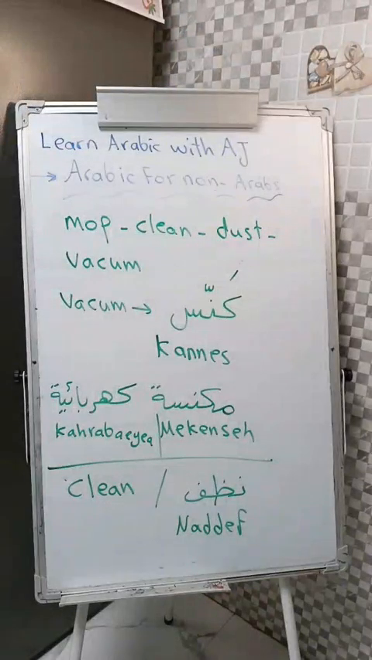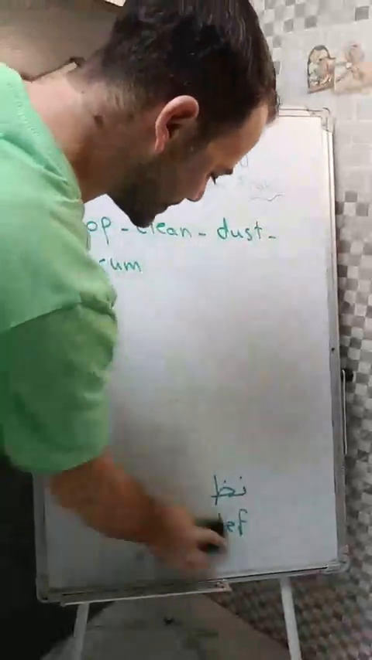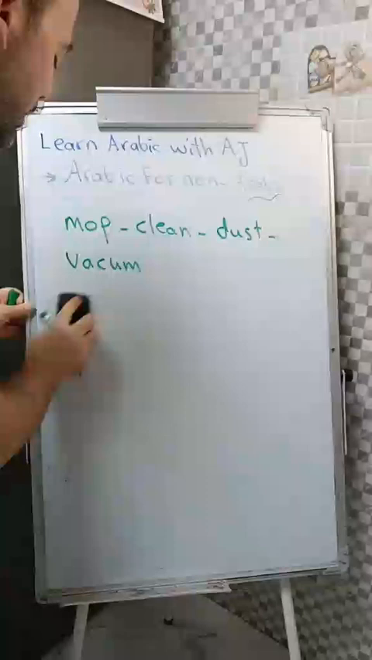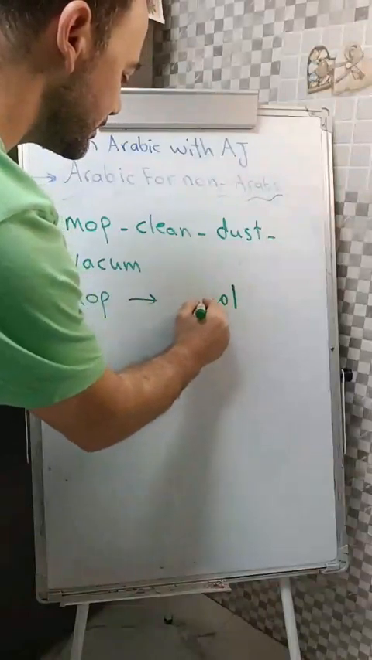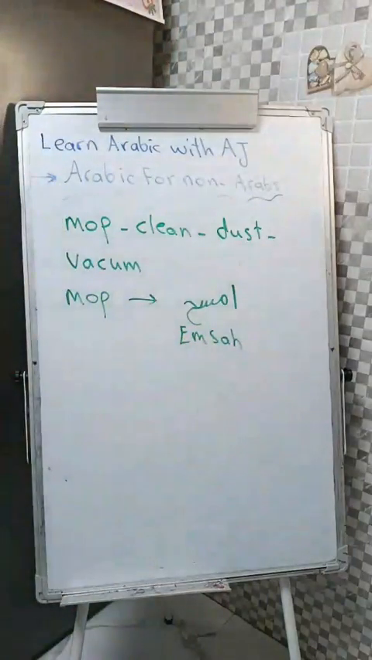Yes, what about mop? Mop, you say امسح. Okay, thank you. So I will clean. Again, this live is recorded, so nothing is going to be lost or missed, because you can see it later on Learn Arabic with AJ here. So what if I want to say I want to mop. I need to mop the floor. I say بدي امسح الارض. Floor, الارض. بدي امسح الارض. I need to clean or mop the floor.